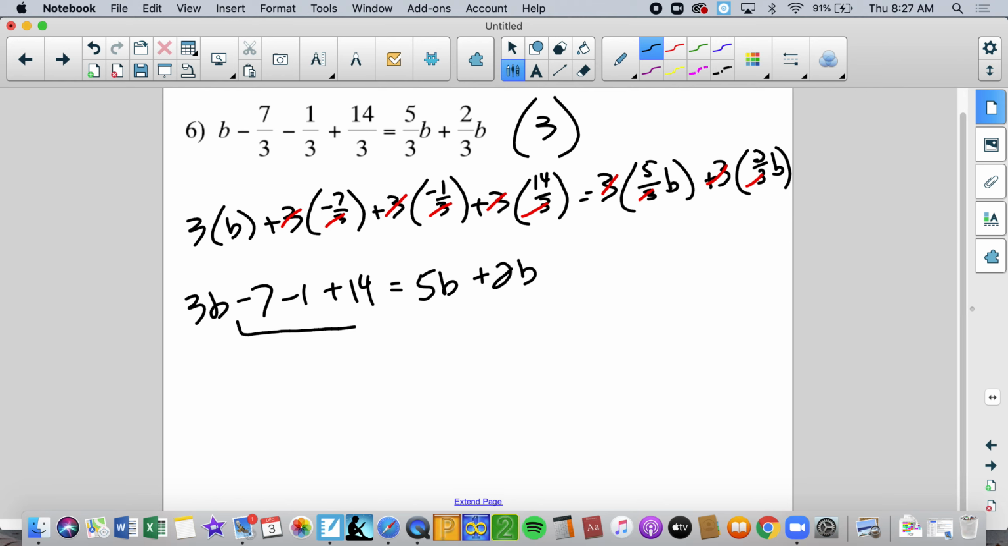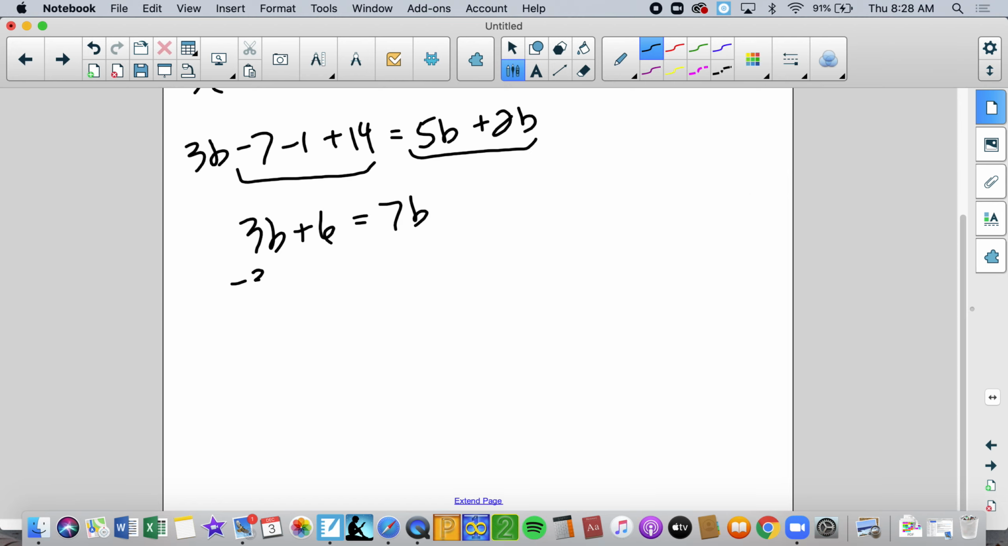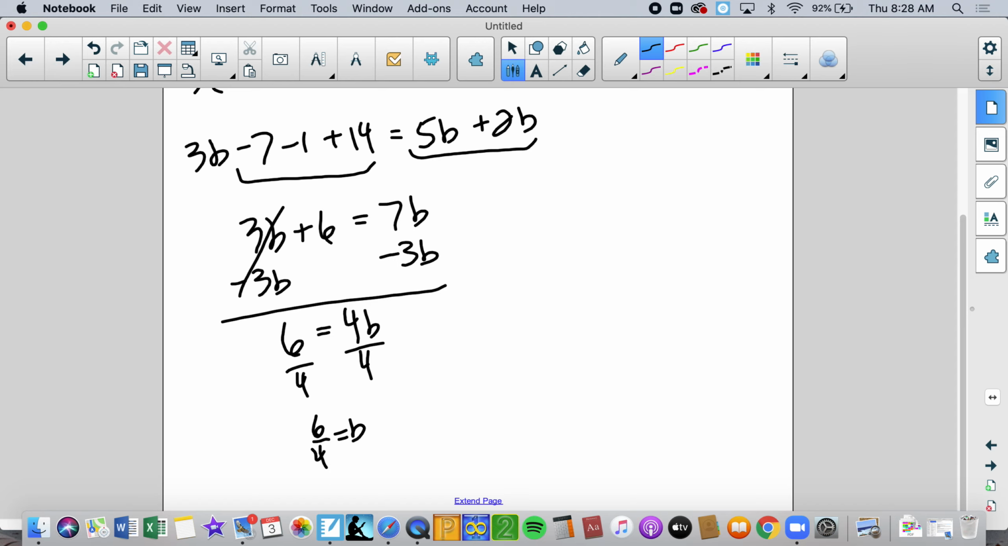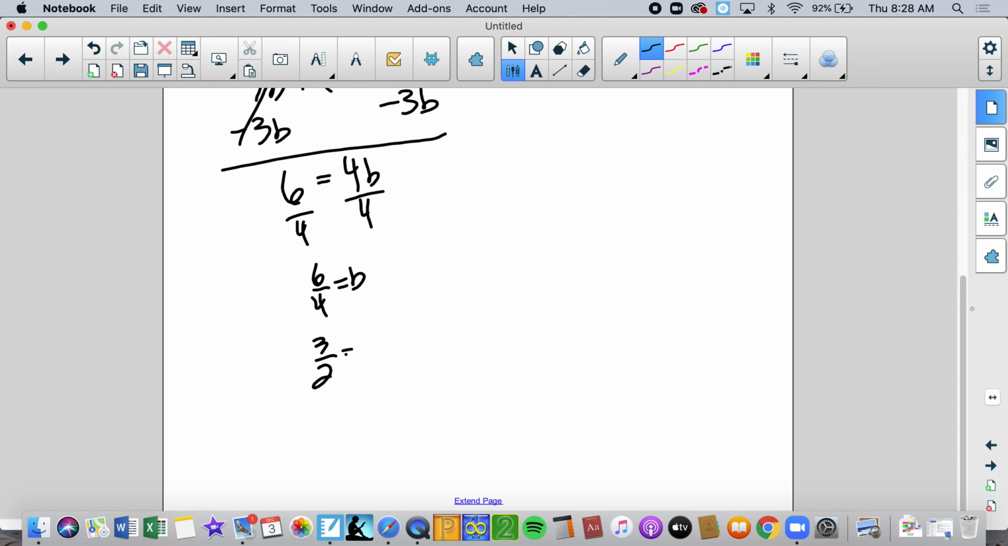As I mentioned, these all are constants on the same side, so we can combine that. Negative 8 plus 14 gives us positive 6. These are like terms also, so that gives me 7b. We notice that our constants are consolidated on the left side already, so we're going to move the variable from the left side and move it to the right side. So that leaves us with 6 equals 4b, divide by 4, 6/4 equals b, and reduce that fraction to 3/2 equals b.